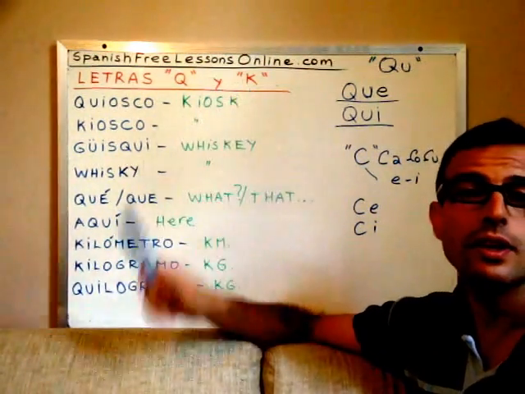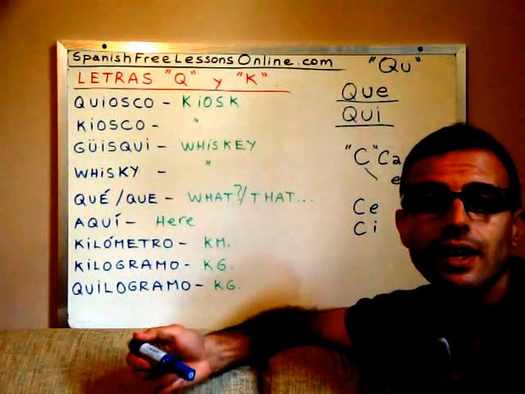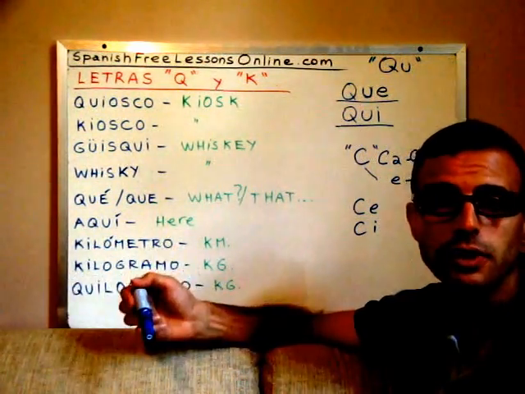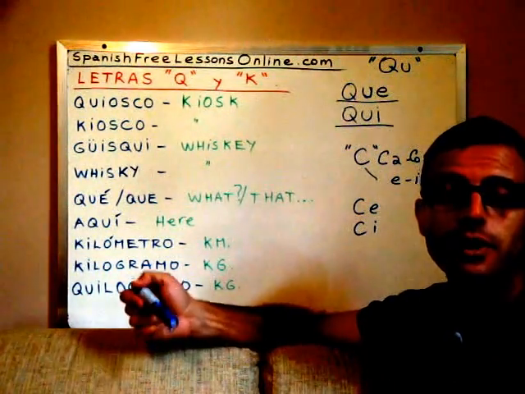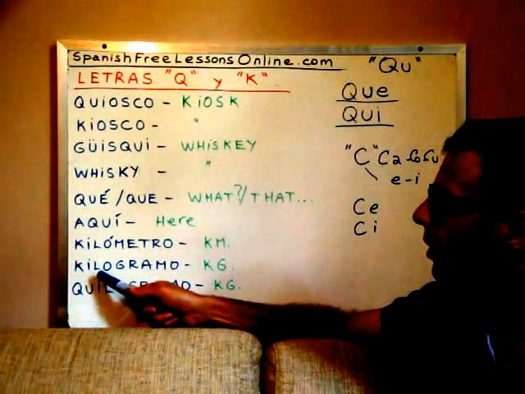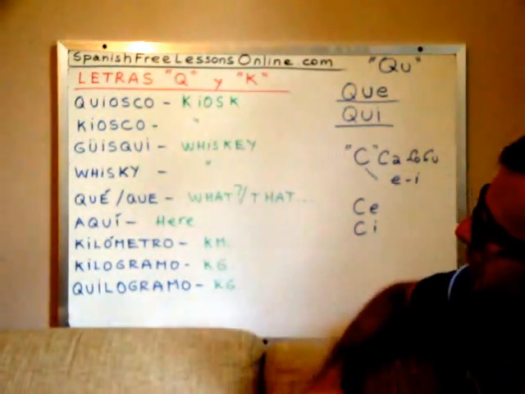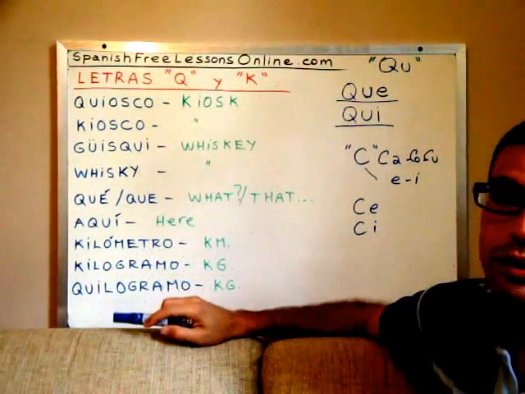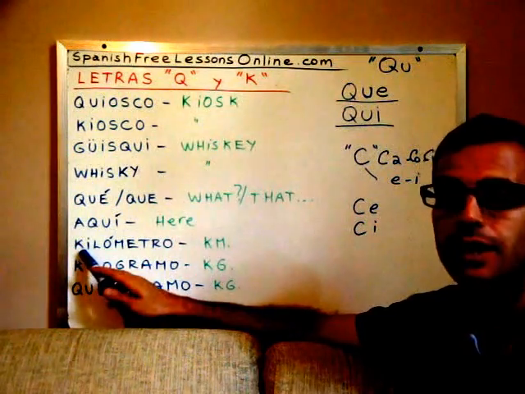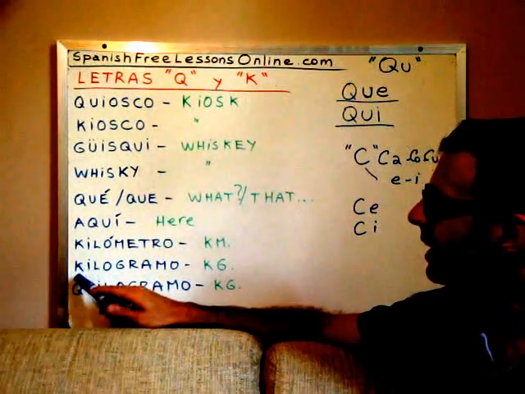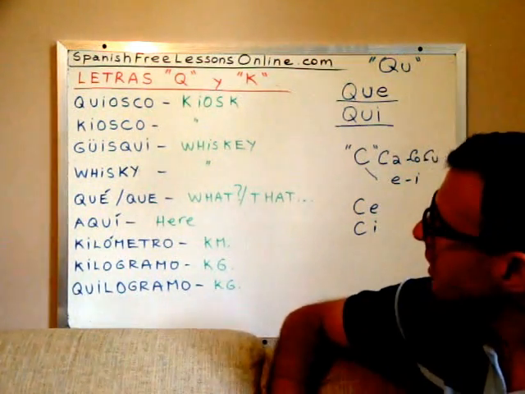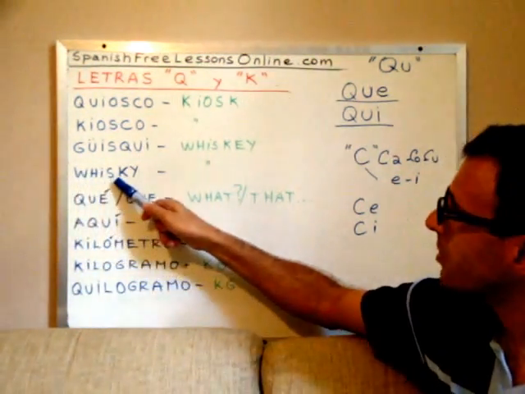So it's not needed. So K only indicates an imported word, a foreign word that comes from another country, from another language, right? An international word like distance measures or weighing measures, okay? For example, kilómetro is written with K because kilómetro comes from the Greek kilo, right? Kilogramo, kilogram. And whiskey, right, means whiskey.